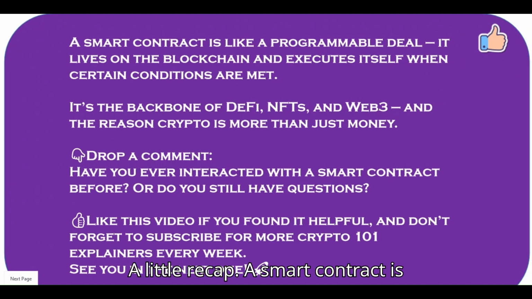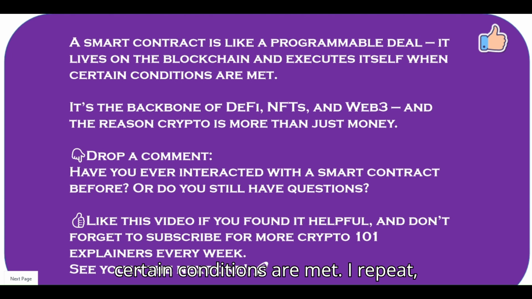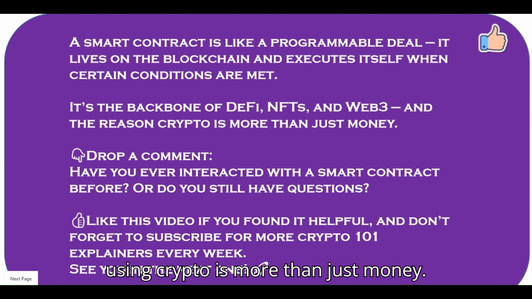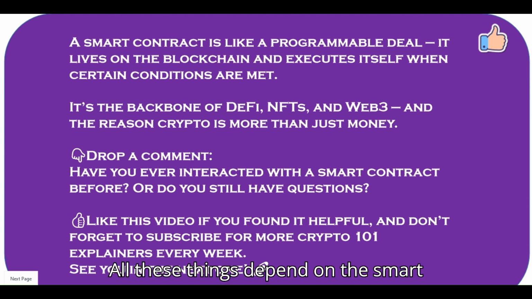A little recap. A smart contract is like a programmable deal. It lives on the blockchain and executes itself when certain conditions are met. I repeat, when certain conditions are met. It's the backbone of DeFi, NFTs, and Web3, and the reason crypto is more than just money. All these things depend on smart contracts.